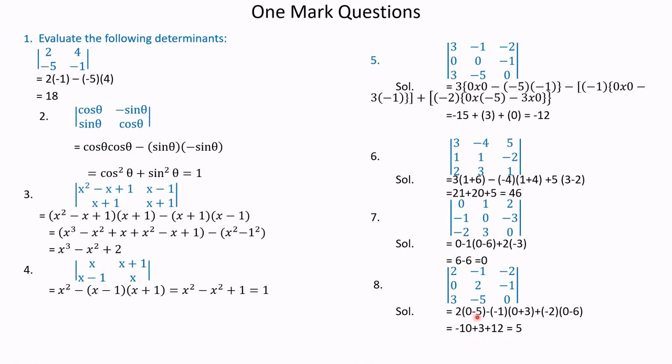2 into minus 5 is minus 10. Minus into minus is plus 3. And here minus into minus is plus. 2 into 6 is 12. The answer is 5.